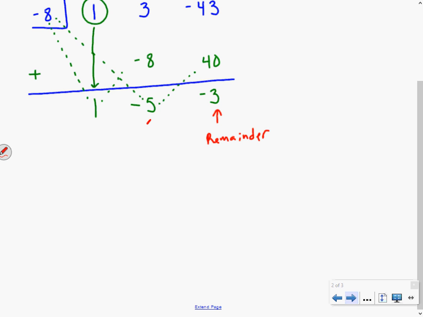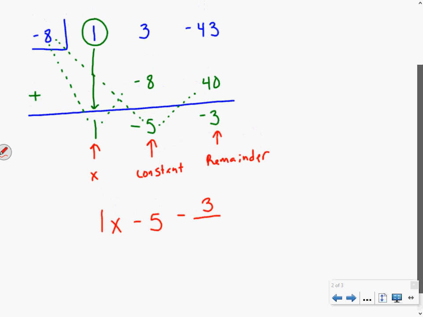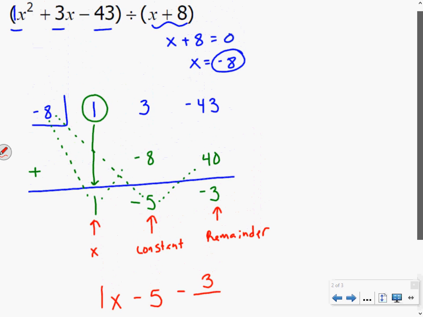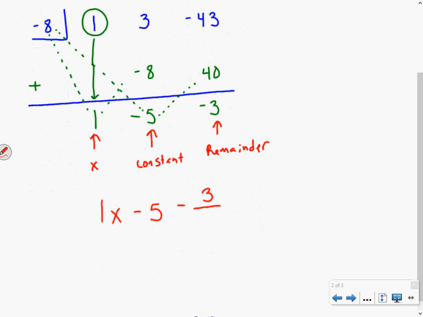The number to the left of that is going to represent your constant. And the number to the left of that is the coefficient of x. So if we're writing our quotient, it would look like 1x minus 5 minus 3, and then remember the remainder needs to be put over the divisor, which in this case was x plus 8. And this would be our quotient, which is exactly what we got when we used long division.